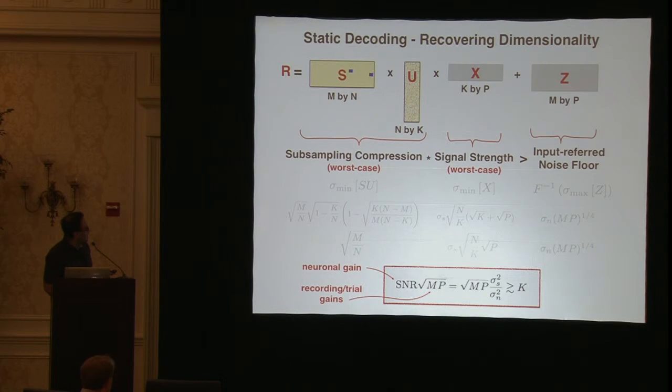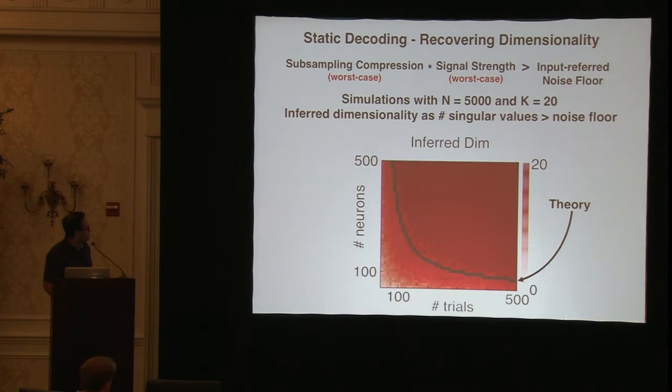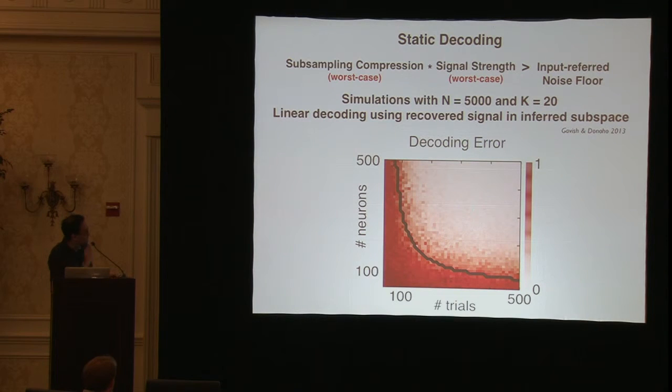And we get actually, at the end of the day, a very simple result, which in the relevant regime for neuroscience is the signal-to-noise ratio times the square root of the number of recorded neurons times the number of stimuli that you show better be bigger than k. And if you're on the correct side of this phase boundary, then everything works well. So this is an example of the phase boundary for a situation where you have 5,000 neurons in a 20-dimensional subspace. And on this side of the phase boundary, you recover correctly the dimensionality. And then subsequently on this same side of the phase boundary, you can do single trial decoding accurately on held-out data.